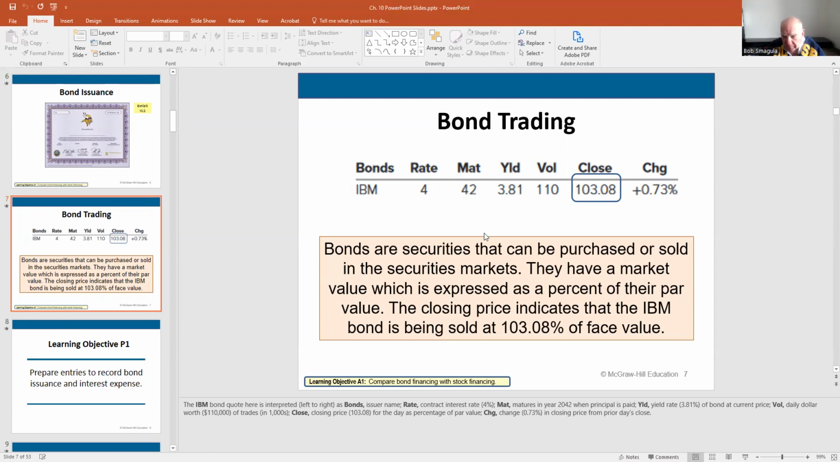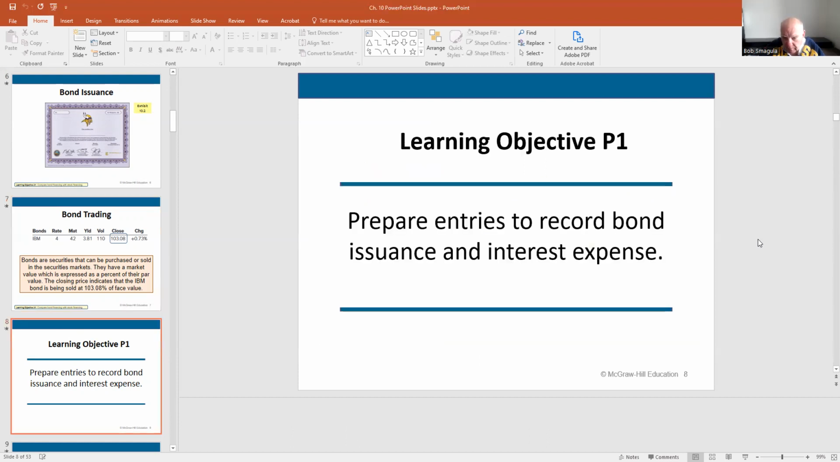In this case here, IBM apparently is offering a pretty good interest rate, 3.81, and that's attracted some attention. So these people are willing to pay more than the $100,000 to collect this almost 4% of interest. And we're going to talk about how we handle that.